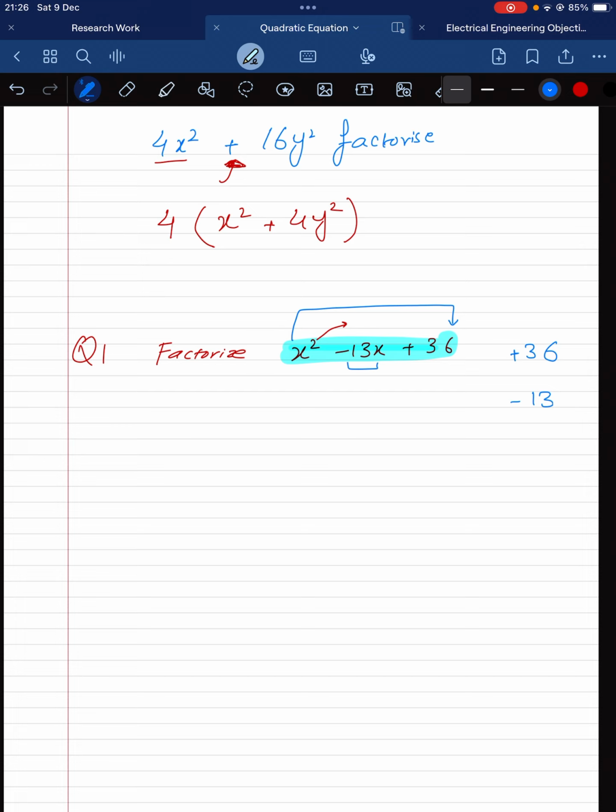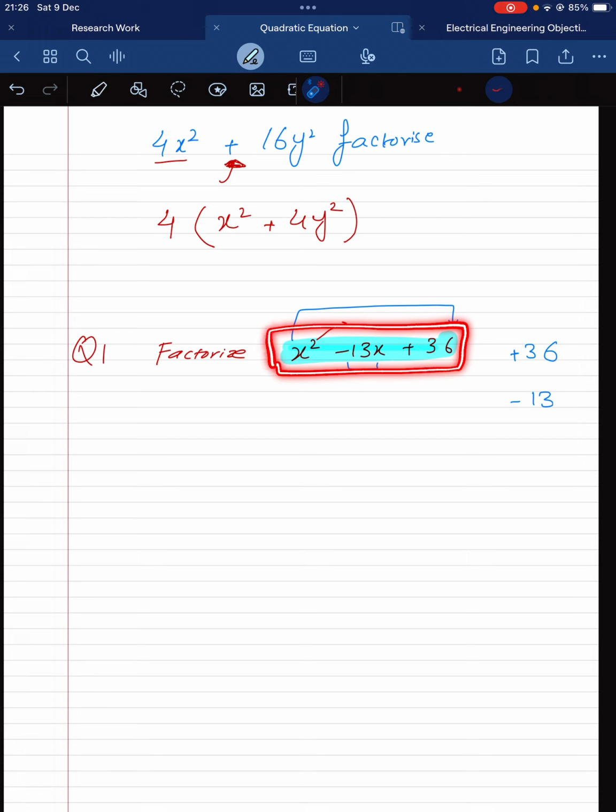Okay, before solving this question you must be clear about this thing. Your quadratic equation must be written in the standard form, right? The first term should be x square, the second term will be x, and the third term should not have any x with it. This is x square, this is x, and this is the simple term. If it is in y, this should be y square, this should be y, and this should be the simple term. It doesn't have any x or y with it.